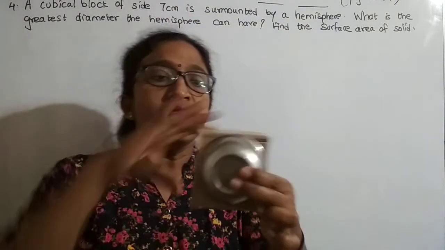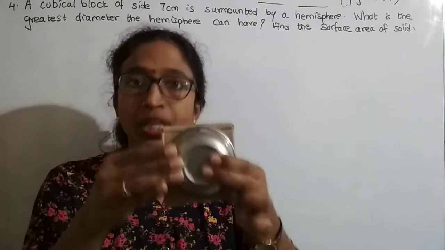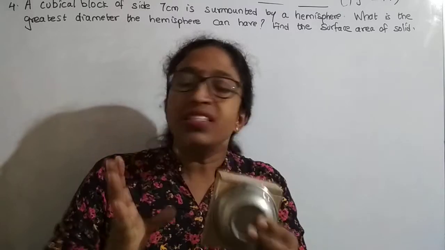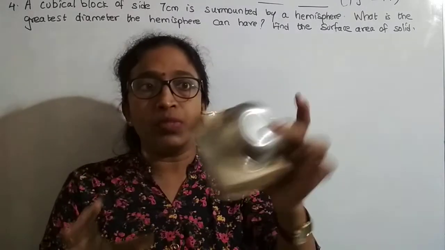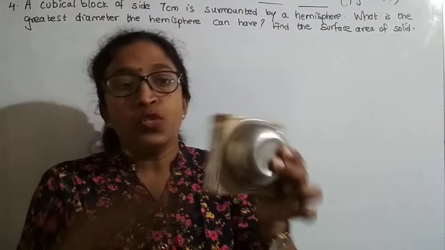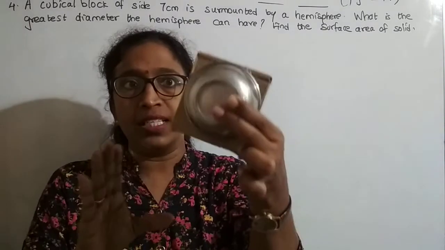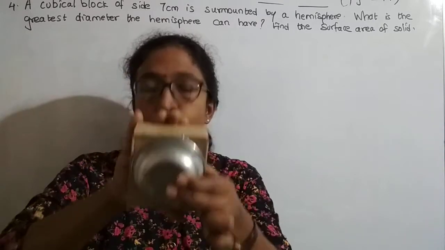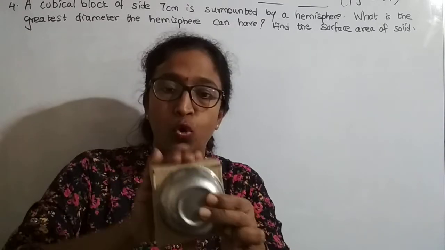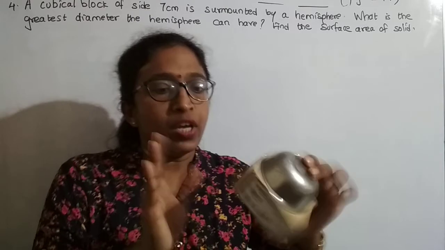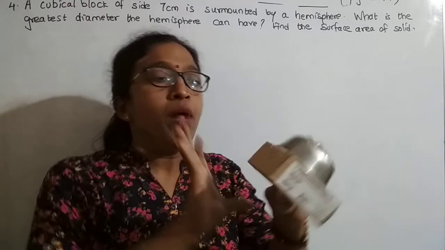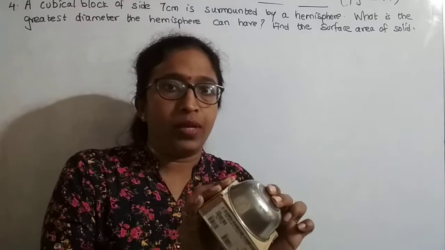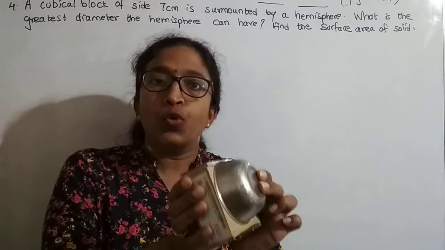Now to find the surface area of the solid, since it is a combination of solids, whenever the words surface area come, I suggest you think that this is one object and I am to paint it. We know that it's a combination of a cube and a hemisphere. This is a cuboid, but now I'll say this is a cube. So if I want to paint this, I know that the total surface area of a cube is 6a square.